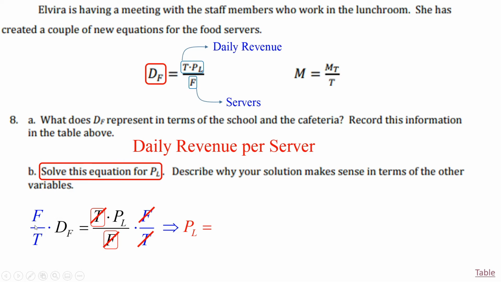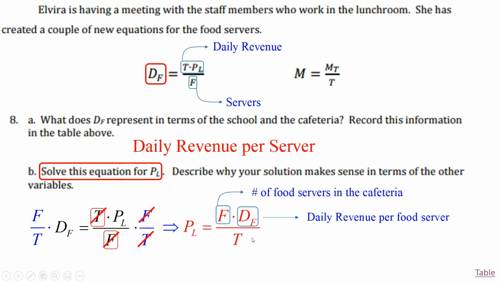So P sub L equals, and then what do I have on the other side? Nothing cancels over here. So I'm going to write this as one fraction: F times D sub F divided by T. Now, does this make sense? F times D sub F. What's going on there? Well, F is the number of food servers, and D sub F would be the daily revenue per food server. And T is the total number of lunches sold. If you forgot those, you can go back to that great table.